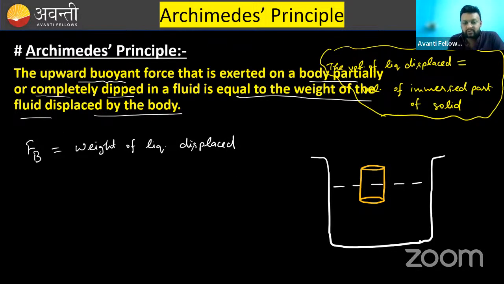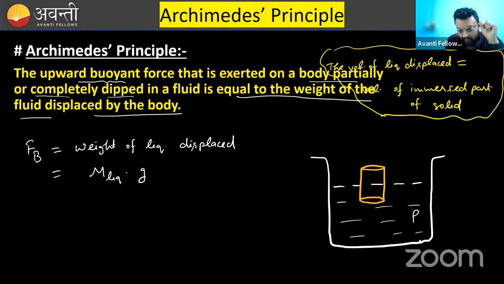Now I will write it in terms of expressions. Weight of something is mass into g. Weight of the liquid is mass of the liquid into g. Is it clear? Now mass of the liquid, you know the relation: mass is equal to volume into density. Let the density of the liquid filled in the container be rho.